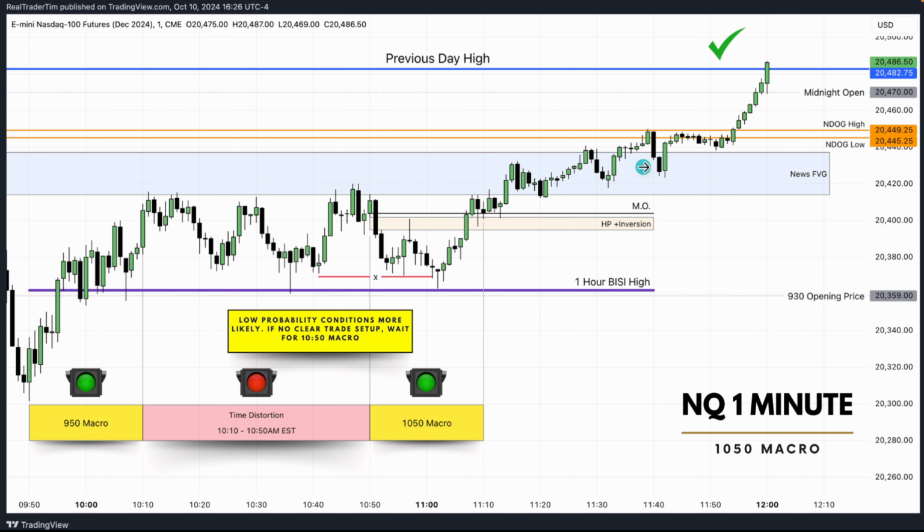So this is the news fair value gap. It's important in and of itself, but it was also utilized to send us lower. So its significance is increased even more. We close above it. We want to see price close above the new day opening gap. We do, okay? And we extend to yesterday's high, okay?